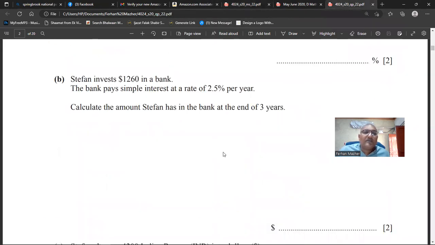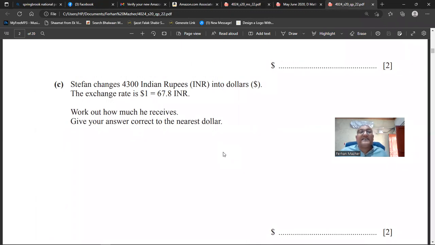So here we go. Now we are on the C part. He says Stephen changes 4,300 Indian rupees into dollars. The exchange rate is $1 is equal to 67.8 Indian rupees. Work out how much he receives. Give your answer correct to the nearest dollar.